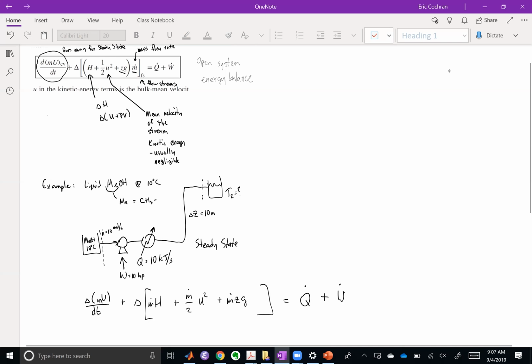Okay, so this part right there, keep or discard? Why? Steady state. All right, that's the easy one. Actually, a lot of these are pretty easy. So that's steady state. That's why that goes away.